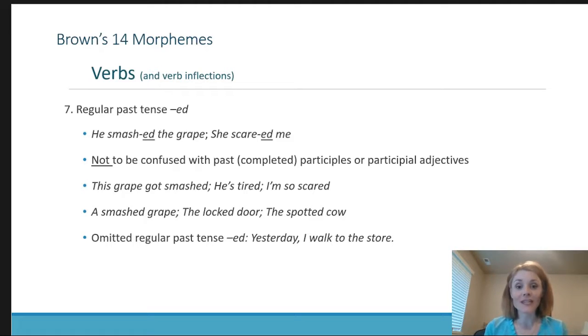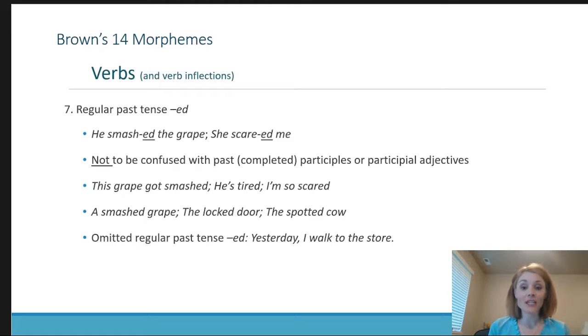So you can tell a difference with these because in the sentence, I'm so scared, that -ed is a participle. And you can tell this because the first verb, am, in I am so scared, is marking the tense, and this would be present tense. If it were past tense, the sentence would be I was so scared. So one thing to remember is that the tense is always marked on the first verb and aspect on the second verb. So in the sentence, I am so scared, the first verb is am, and that's marked for present tense. And the second verb is a participle, scared, which is marked for completed aspect.